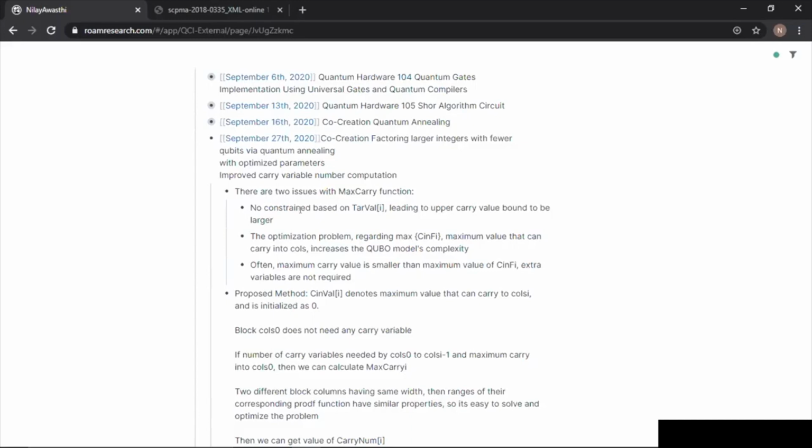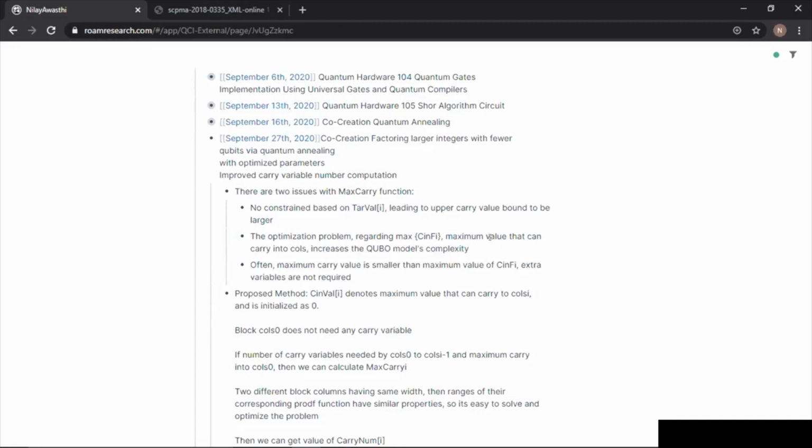Which meant that you didn't have an upper bound, the maximum value up to which you need, because you need a calculation so that you can have that many qubits to solve, but you didn't have any dependency upon the target value, which led to that upper carry bound value being larger. Then there was another optimization problem regarding the maximum C in for the function, which means the maximum carry input which you can get in the next iteration.